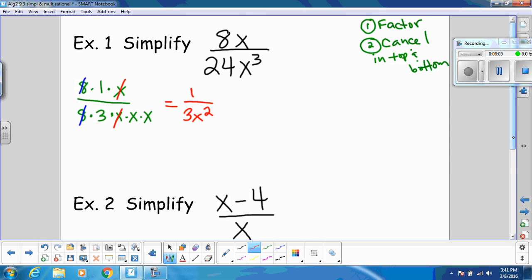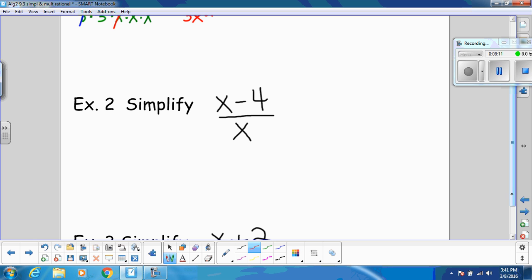Okay, so let's look at another example. Here we need to simplify, so we're trying to factor. Now, what I want you to notice here, this is different than any of the ones that we've done before. This is x minus 4. So it's not something that's joined together by multiplication, it's joined together by subtraction, or if we had addition, it would be the same idea. If we have addition or subtraction, you have to use your factor techniques that we did back in the quadratic unit.